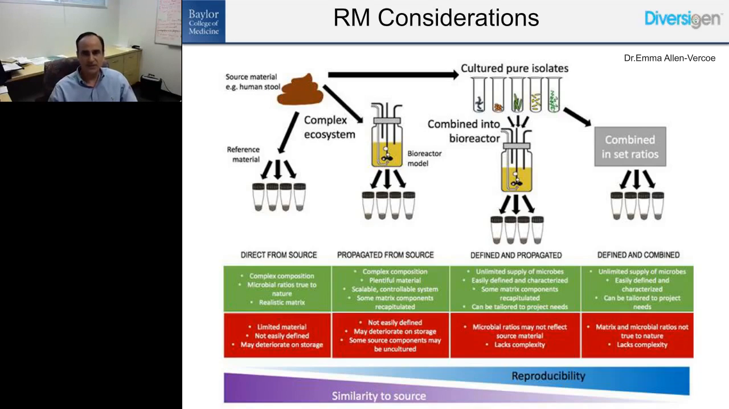So we would cultivate those individually and then mix them in some ratio. If you look at the bottom of the slide, you see that there's this trade-off between likeness to the true sample source and then reproducibility of moving away from it towards the pure strains. I would add to this characterization. It's very difficult to characterize on the far left side, whereas with the pure strains on the far right side, we're able to characterize what is going into our reference material so that we have that known quantity and we can compare that to our observation.